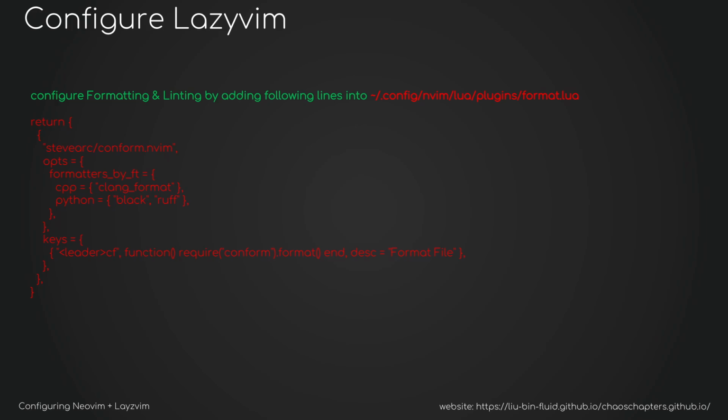Here, we will do the same for the configuration of formatting in Neovim. We create a file called format.lua in the same directory and type in the following codes in red into this file. You should have noticed that we already included some key bindings in these configurations for convenience.